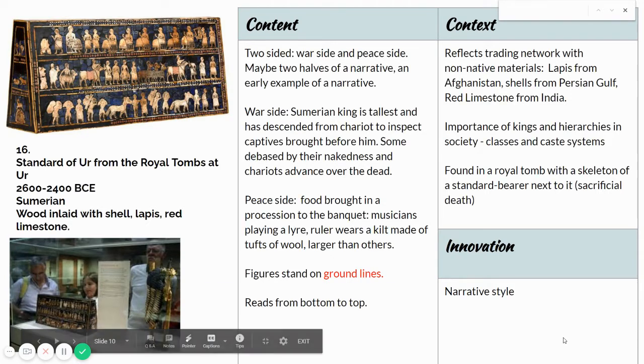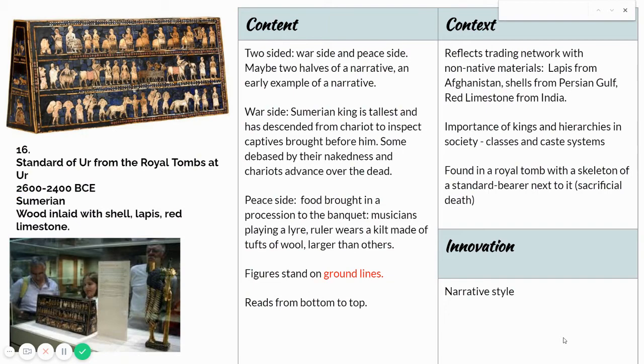Right, our next image is image number 16 in your AP book. The title is The Standard of Ur from the Royal Tombs at Ur. This is about 2600 to 2400 BCE. Again, this is Sumerian. What we're looking at in terms of materials is a form created out of wood, but then inlaid with shells, lapis, and red limestone. Okay, and we'll talk more about that.